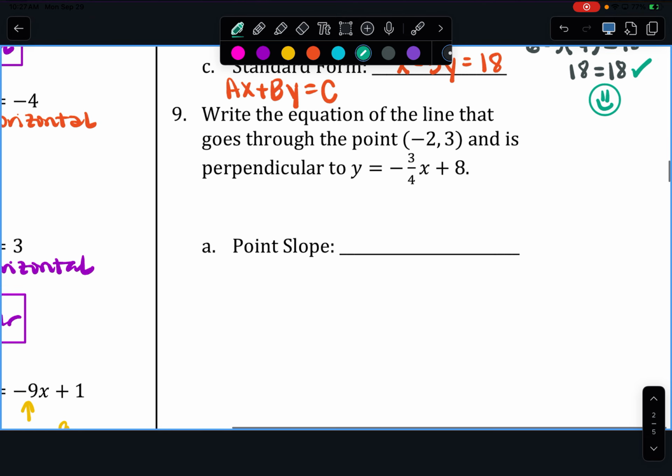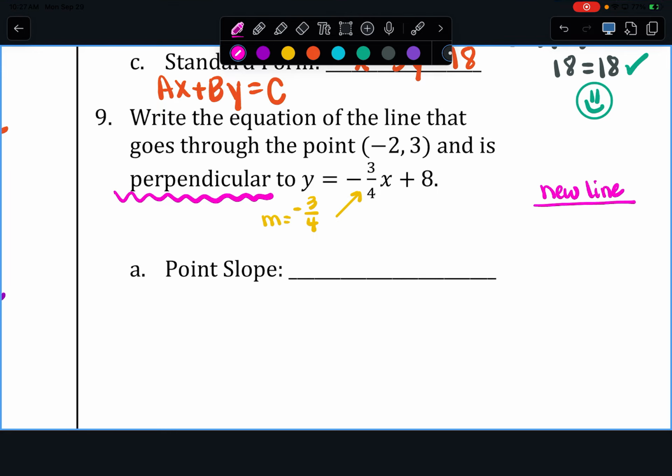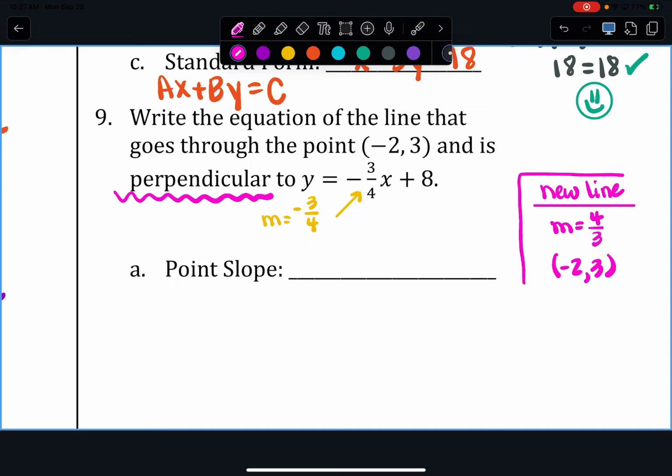All right, number 9 is exactly the same, except it says perpendicular to the given line. And it's very friendly, right? They gave it to us in y equals mx plus b form, so that was super nice, right? So I am going to go off of the side over here, and I'm going to write down the information for the new line. So I need the opposite reciprocal of -3/4, which would be +4/3. And I want to pass through the point -2, 3. So this is our information here.